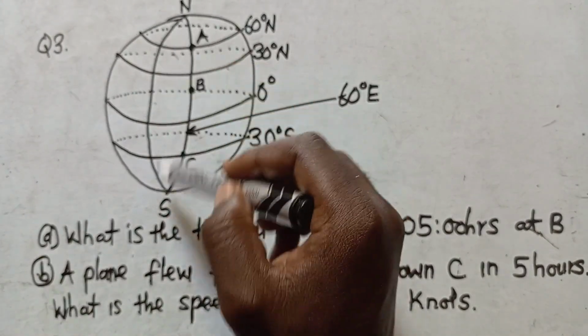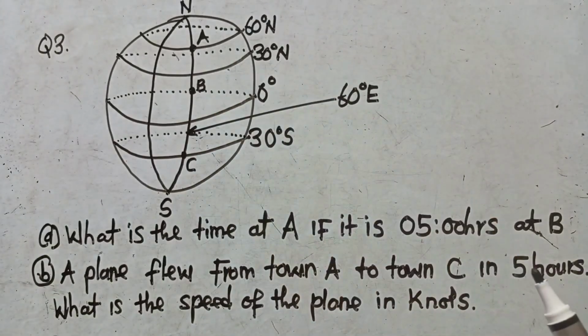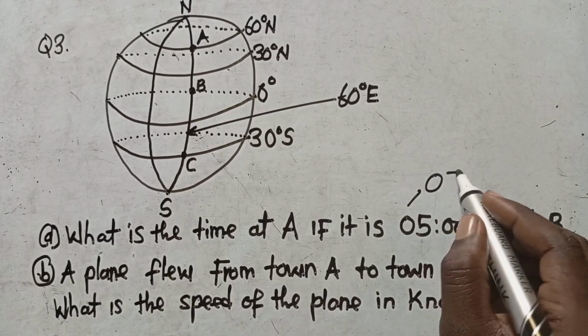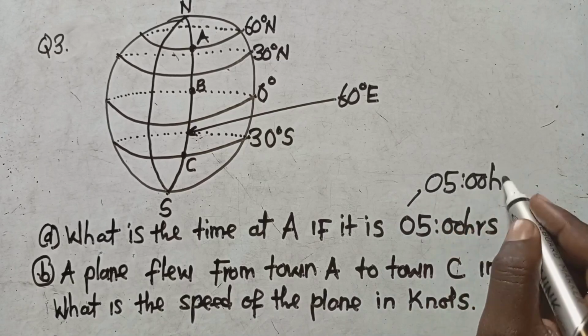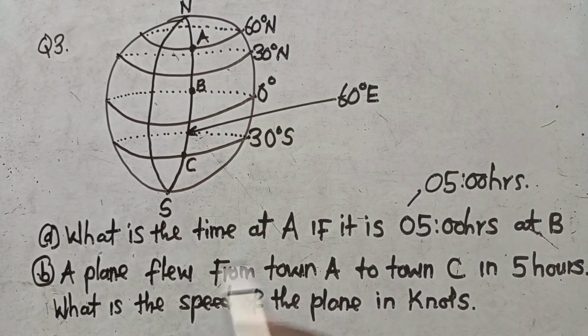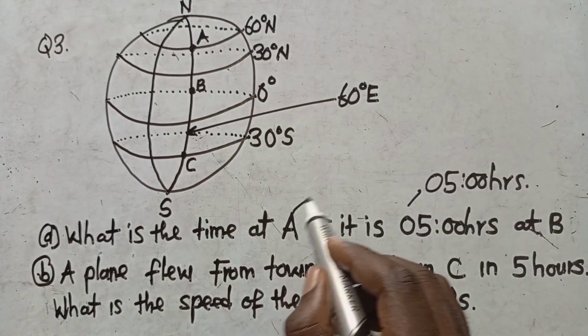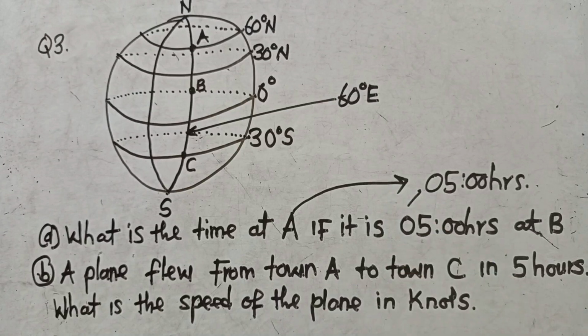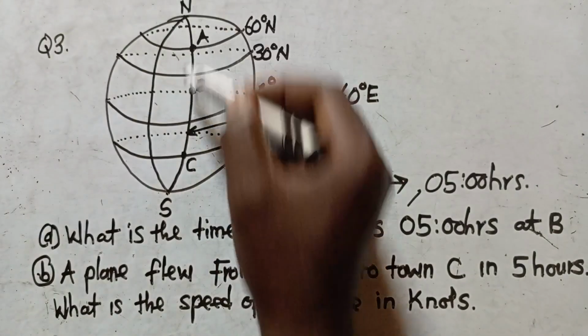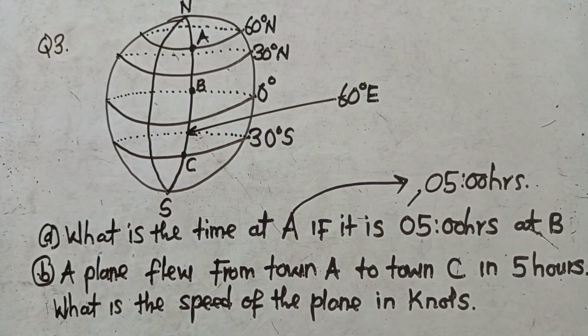As long as they are on the same longitude, it means that time is the same. So the time at B is just 05 hours. The time at A is 05 hours. So this is the time at A. Because if 2 points are lying on the same longitude, it means that time is the same. So as you can see, these are on the same longitude. It means that the time is the same. We are having same time there.